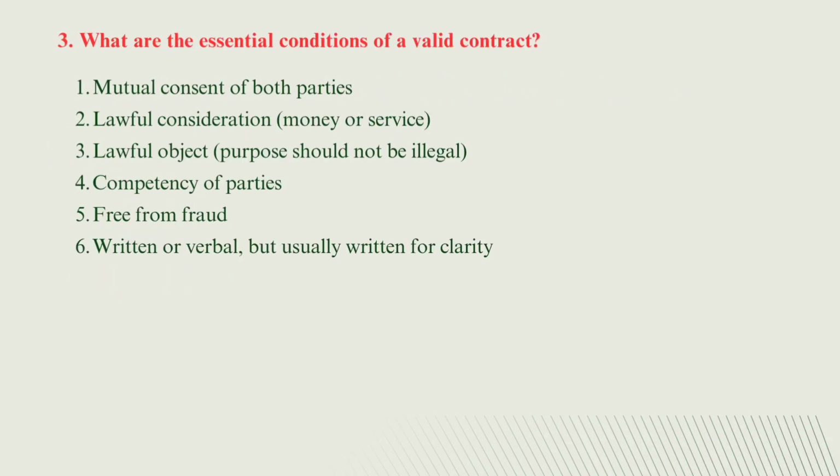Now the next question, what are the essential conditions of a valid contract? The conditions are mutual consent of both parties, then lawful consideration, then lawful object, that is the purpose should not be illegal, then competency of parties, and it should be free from fraud, and it should be in the form of written or verbal, but usually written for clarity.